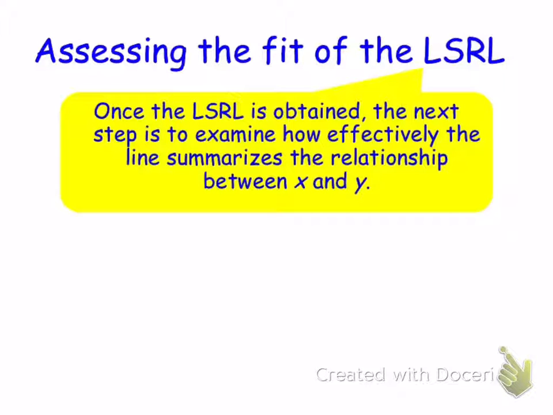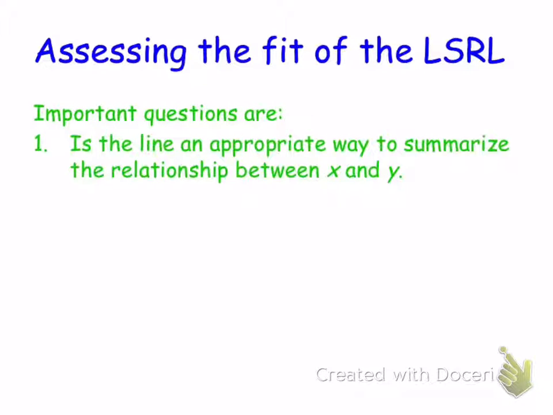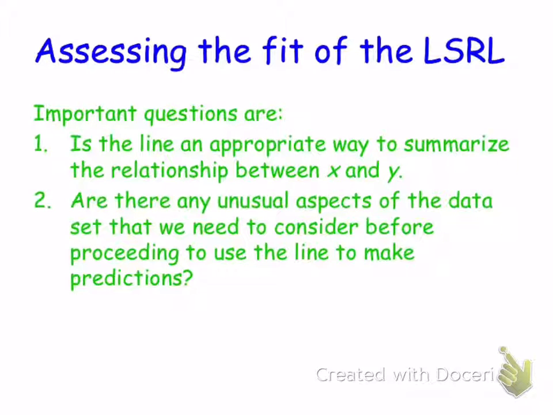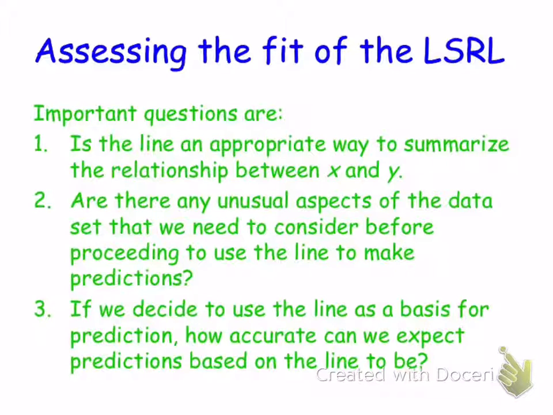So once your LSRL is obtained, the next step is to examine how effectively the line summarizes the relationship between X and Y. So important questions: is the line an appropriate way, which we're going to learn what appropriate is or is not? Are there any unusual aspects? And if we decide to use the line, then how accurate are the predictions? So those are questions that we ask ourselves when we're looking at a scatter plot.